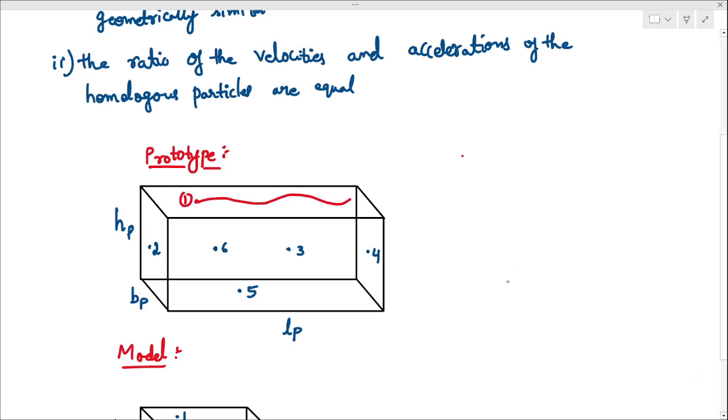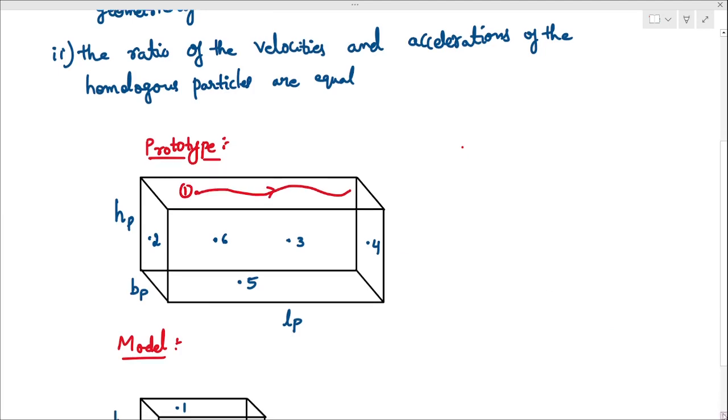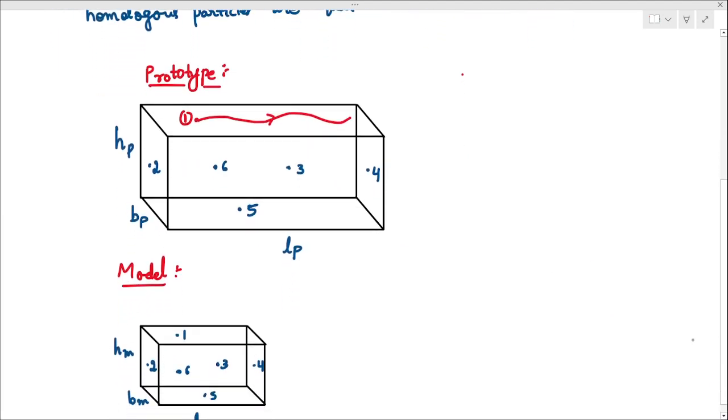Now for the model also, the path of the particle 1 should be in the same way. That is the meaning of the first point.